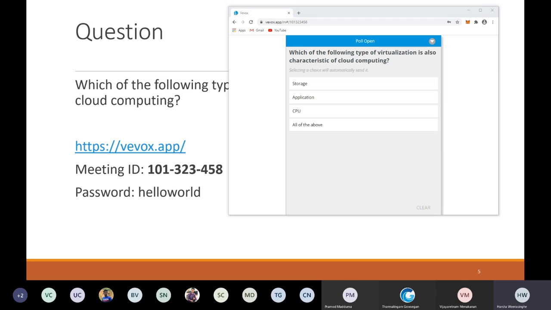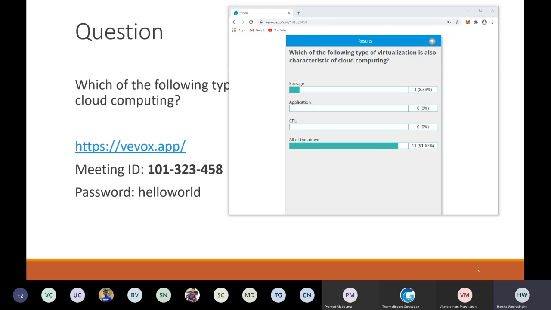It's asking if they are providing services such as storage, application, CPU, or all of these services as well. Since I got 75% of the votes, I'm going to close the poll. You can see 91% answered all of the above, and 1 vote came for storage. So if we check the answer, it is all of the above.